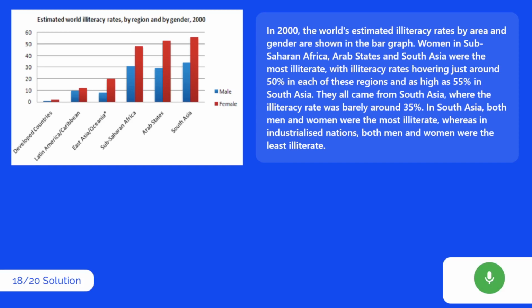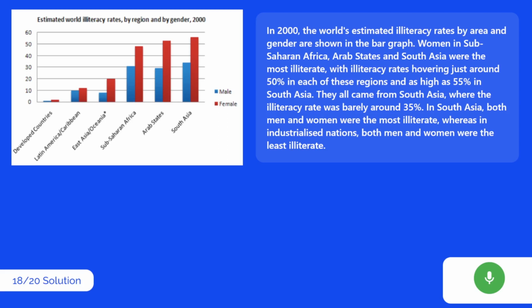In 2000, the world's estimated illiteracy rates by area and gender are shown in the bar graph. Women in sub-Saharan Africa, Arab states and South Asia were the most illiterate, with illiteracy rates hovering just around 50% in each of these regions and as high as 55% in South Asia. They all came from South Asia, where the illiteracy rate was barely around 35%.